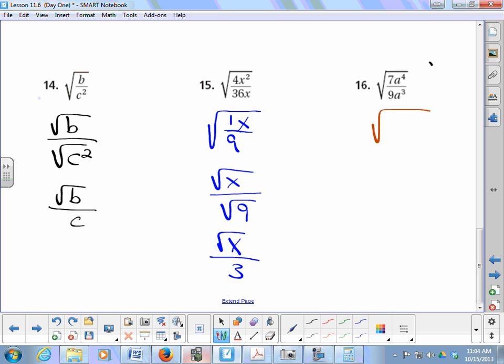Right. A to the 4th over a cubed, so we have 7a over 9 when I simplify it first. Okay, I can cross out 3 a's. Square root of 7a, square root of 9. Can't simplify the numerator, but the denominator equals 3.